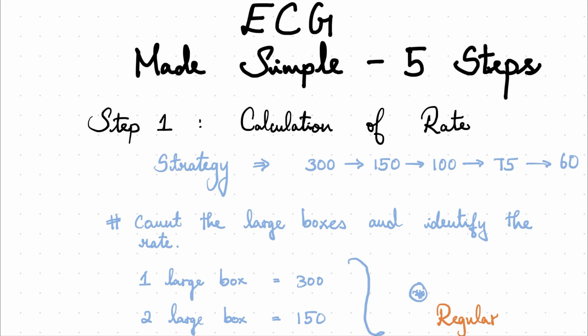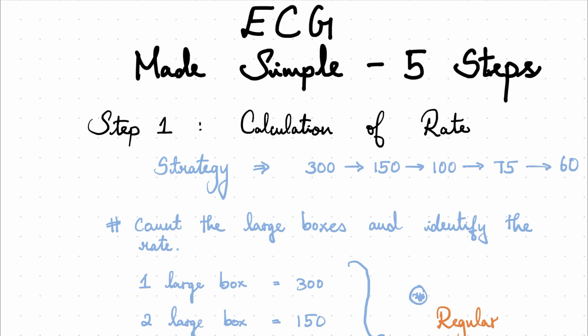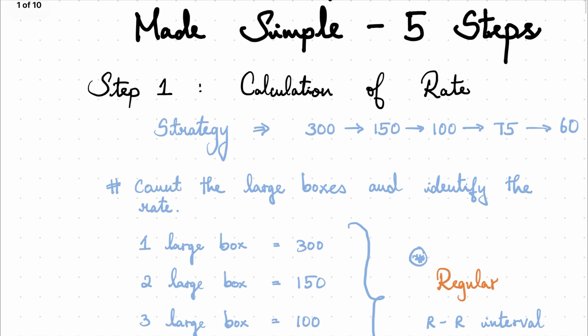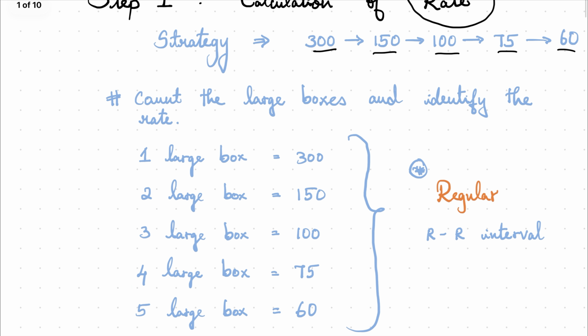ECG made simple in just 5 steps. Going directly into the topic, step 1 is the calculation of the rate. Here, we have a strategy, and the strategy is 300, 150, 100, 75, and 60. And these are the numbers that you have to remember. Now, what are we going to do with these numbers?